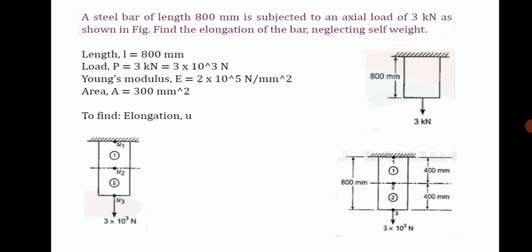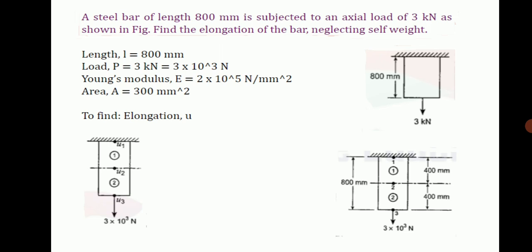Before doing this problem, we want to divide the 800 mm equally into two elements of 400 mm and 400 mm. The length of the first element is 400 mm and the length of the second element is 400 mm, like shown in this figure. So the length given is 800 mm. When we divide into two elements, L1 is 400 mm and L2 is also 400 mm. So the load acting on the bar element, P, is equal to 3 kN.